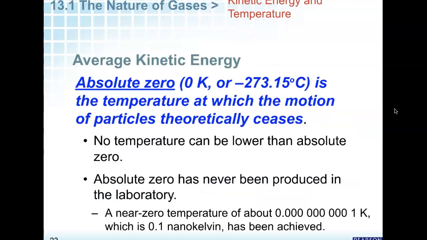When we're looking at absolute zero, it is the temperature at which the motion of all particles theoretically ceases. Okay, you can't get any colder than that. We've been able to get kind of close, about 1 Kelvin, but absolute zero is the point at which all things cease.